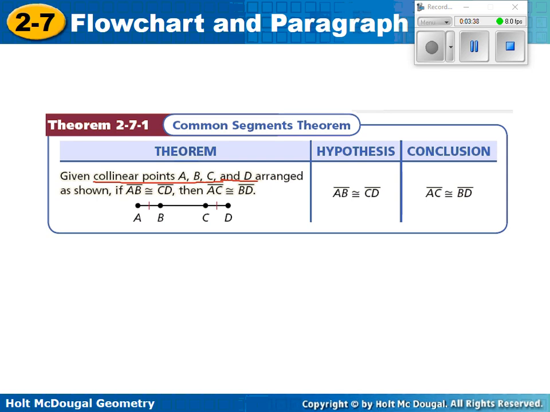arranged as shown. So we have A, B, C, and D. If this line segment is split into 3 parts, but 2 of those parts are congruent, so AB and CD are congruent, then this common segments theorem says AC should be congruent to BD. Now see if that makes sense to you. I'll put some numbers up here.